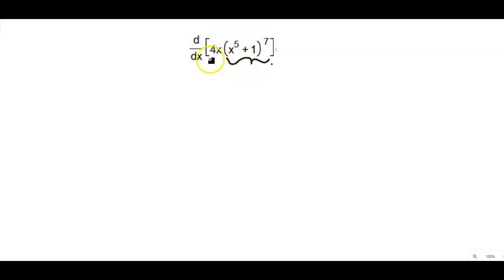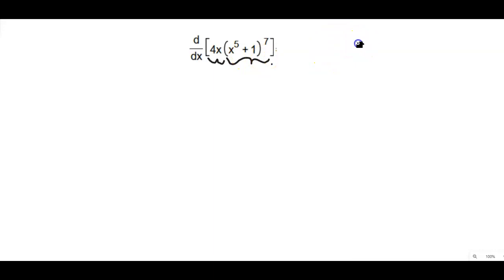We can write this as 4x times this quantity here, the x to the fifth plus 1 all raised to the seventh power. So we can start off with the product rule, and while we're applying the product rule, the chain rule is going to have to be used as well. If you'd like to do the chain rule off to the side first, I would suggest that, so that when you're working the problem, you can quickly substitute that derivative in there. So let's do that.